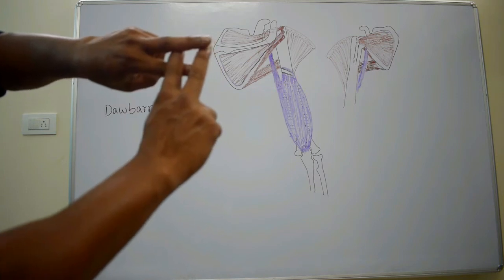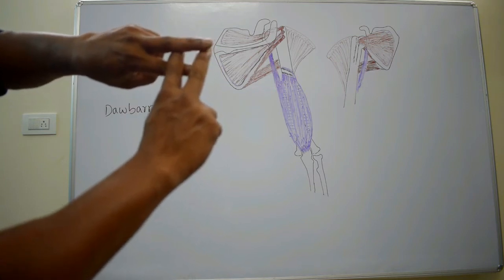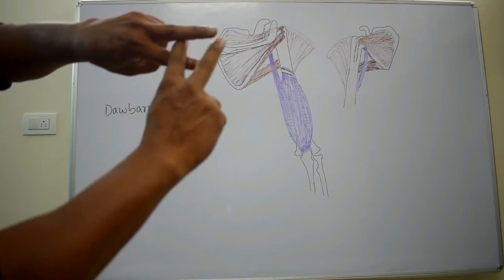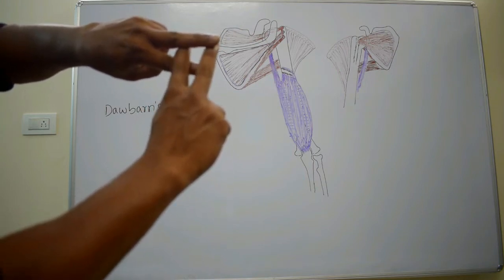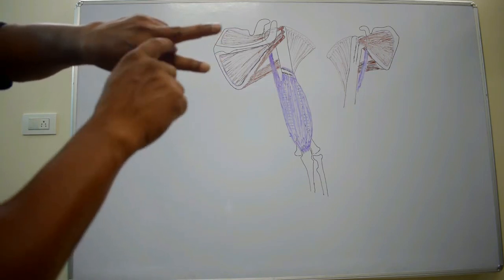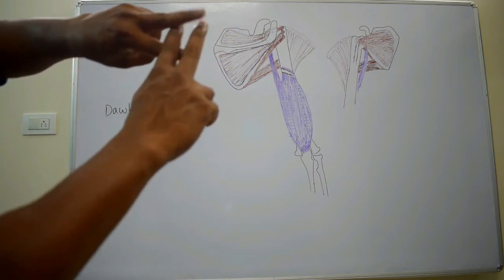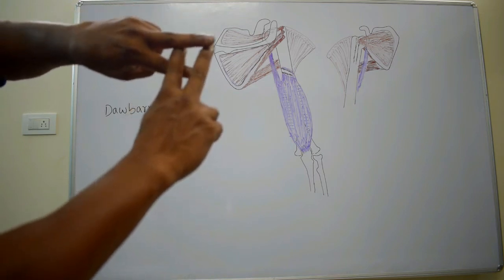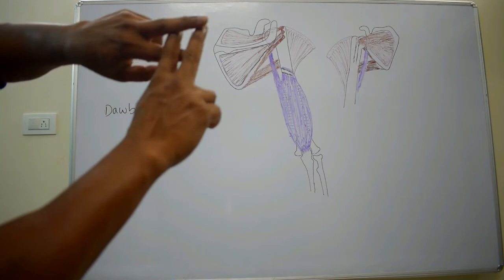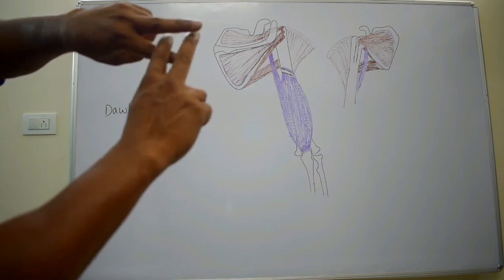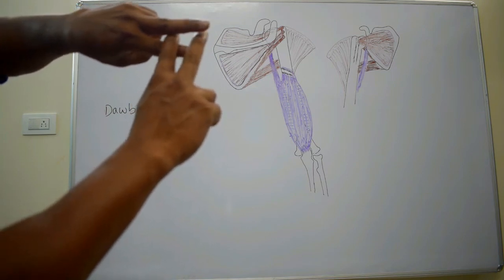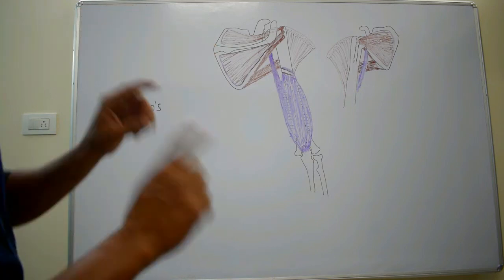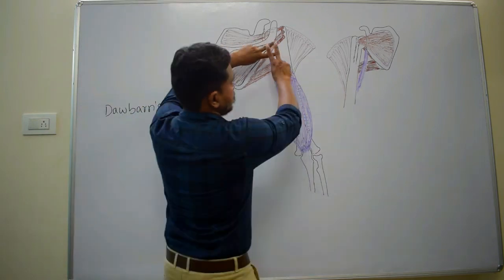If you take the quadrangular space, superiorly by teres minor, inferiorly by teres major, medially by long head of triceps, laterally by surgical neck of humerus. Then if you take the upper triangular space, superiorly by teres minor, inferiorly by teres major, laterally by long head of triceps. Then if you see lower triangular space, superiorly by teres major, medially by long head of triceps, laterally by medial border of humerus. That means laterally by humerus. These structures we will compare here. We will keep like this.